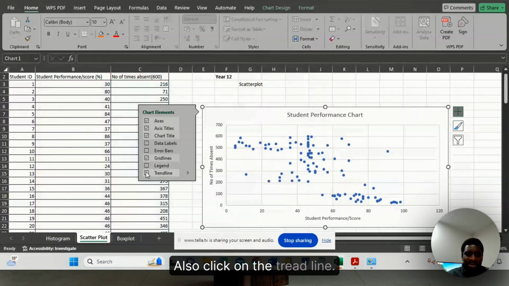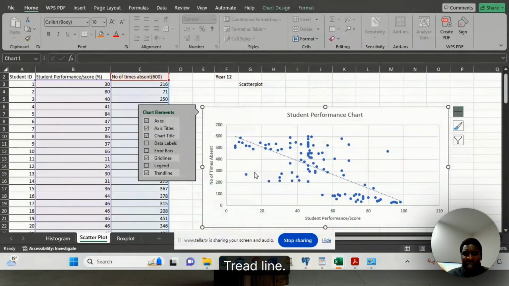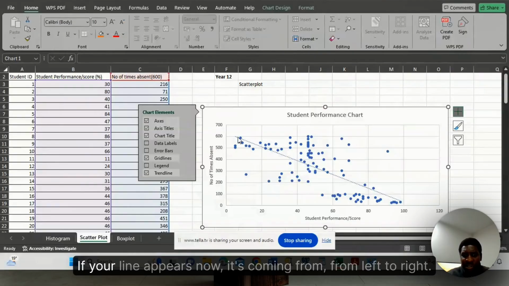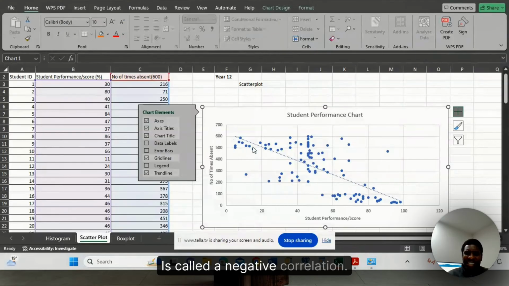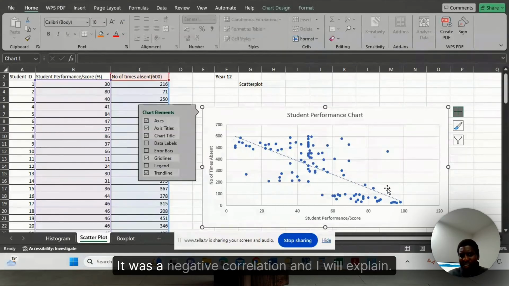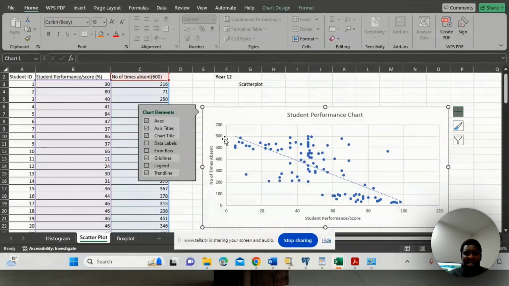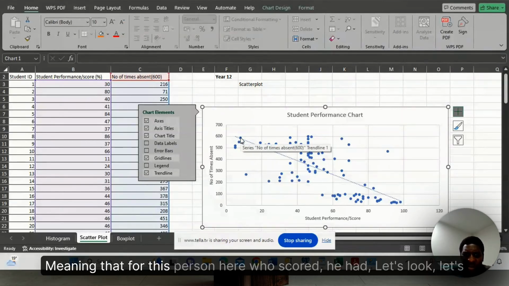And so click on the thread line. A thread line appears. Now it's stemming from left to right. When you have the line come this way, this is called a negative correlation. A negative correlation, and I will explain.